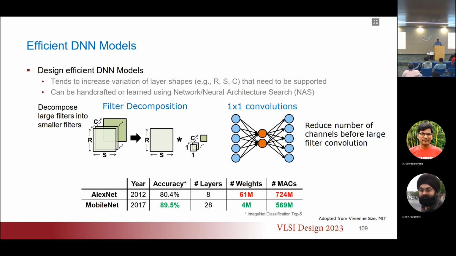MobileNet, which Google introduced in 2017, has a classification accuracy of 89.5%, but it has 28 layers and only 4 million weights, compared to 61 million weights and 569 million MAC operations. So how did they go from 61 million weights to 4 million weights? By choosing small filters, reusing some of the filters, and so on and so forth.